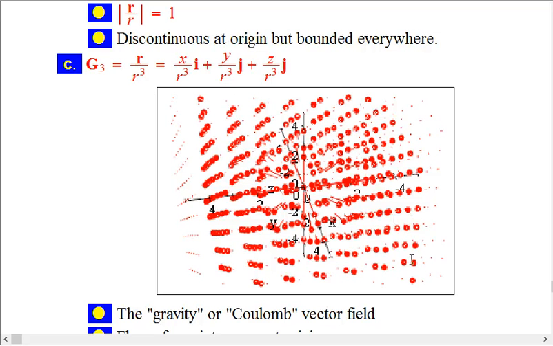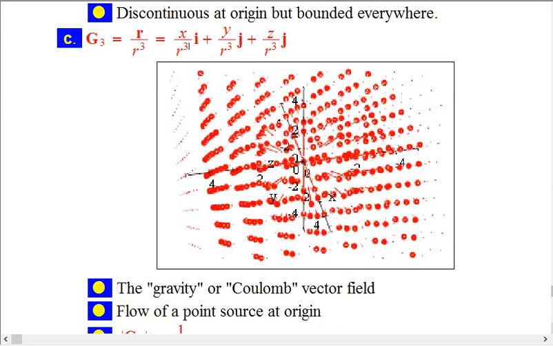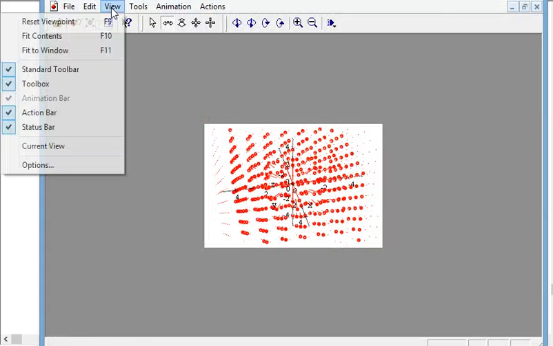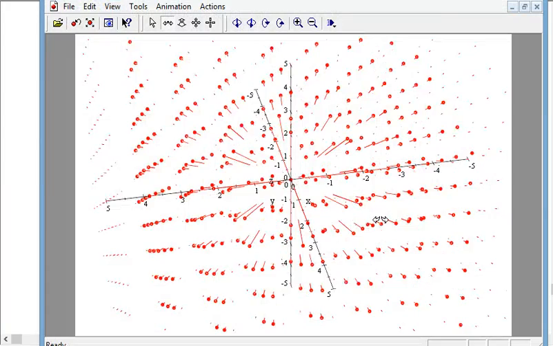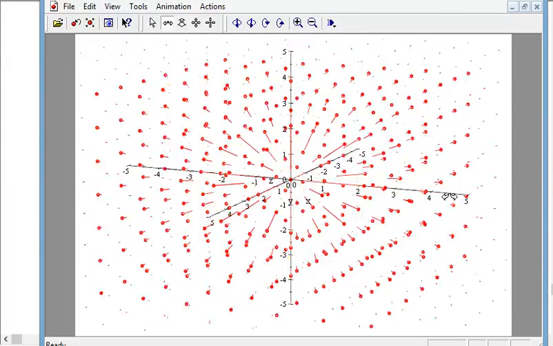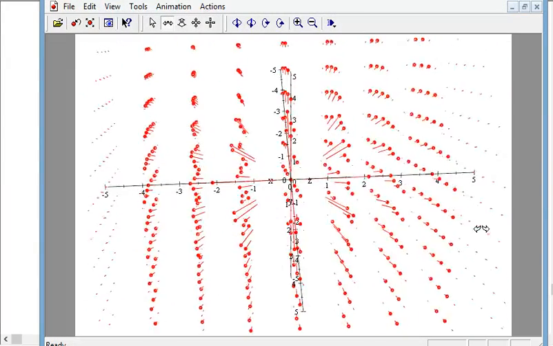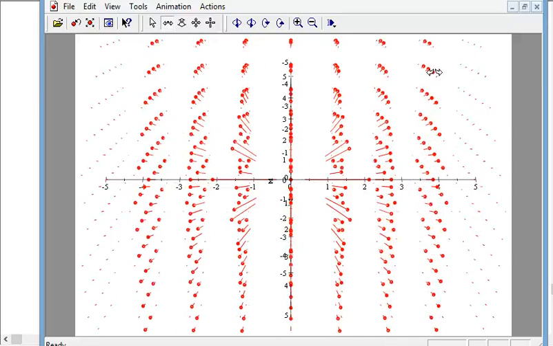I think we want to postpone the deep reasons for that. But the claim is that this is an incredibly important, famous vector field. This is the Coulomb field from a point source at the origin, a point charge at the origin. Or, if you put a negative on it, it's gravity. So let's fit to the window. And again, you have to kind of look at it and rotate it around. Hopefully you can see that the arrows are bigger inside. They're getting smaller out here, and they're bigger in here.